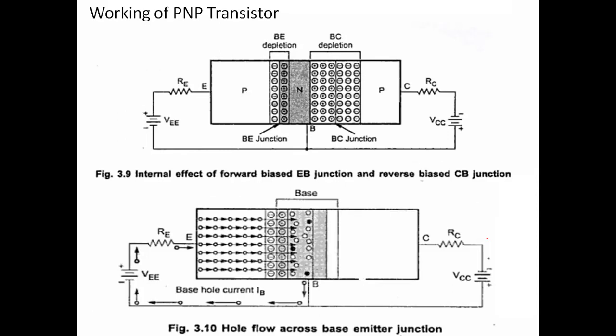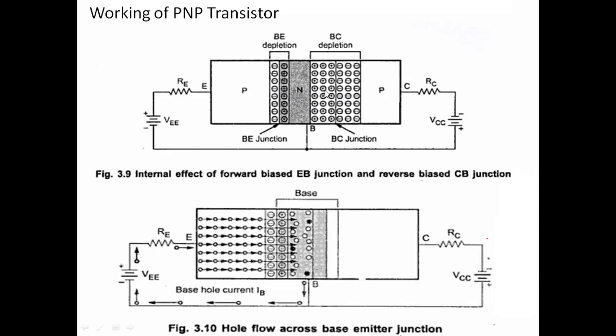NPN transistor, and similarly we have a PNP transistor. So in the PNP transistor, the combination is P, N, and P. Here the P is the emitter and N is the base, and the other side P is the collector. So these are also the same. Emitter is heavily doped, base region is lightly doped, and collector region is moderately doped.